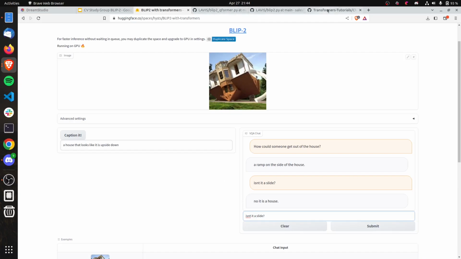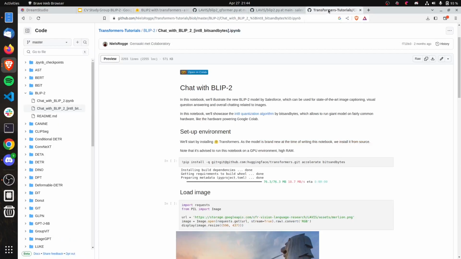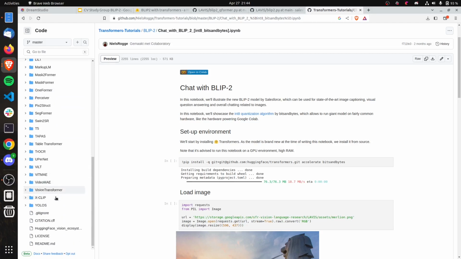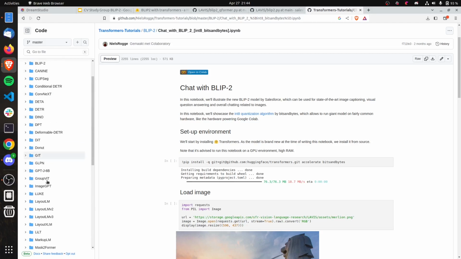But yeah, let's quickly have a look at how you can actually use that stuff right in code. There's this great notebook by Niels. He's also one of the Hugging Face people, and he's got this Transformers tutorials GitHub repository where he has just a bunch of notebooks for all kinds of models that are in Transformers. There's really a lot of them right now. And of course, there's also one for BLIP-2.